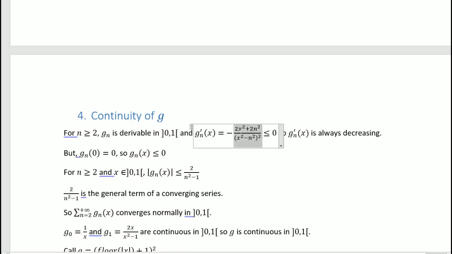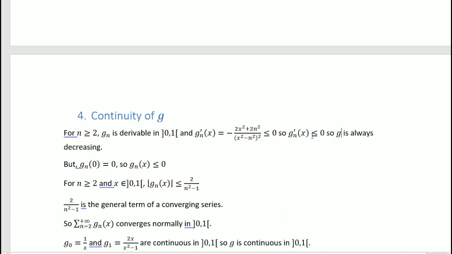And it's negative because this is positive, it's a square, and this is the sum of two squares, so it's positive, and we're in the reals. And there is the minus sign in front, so it's negative or 0. So g_n is always decreasing. But g_n in 0 equals 0. So we know that g_n of x is always negative.